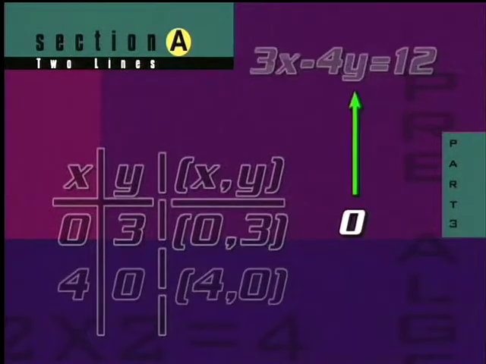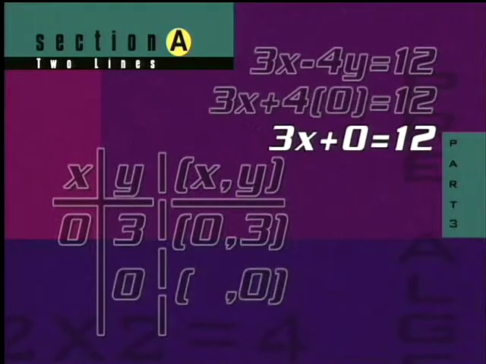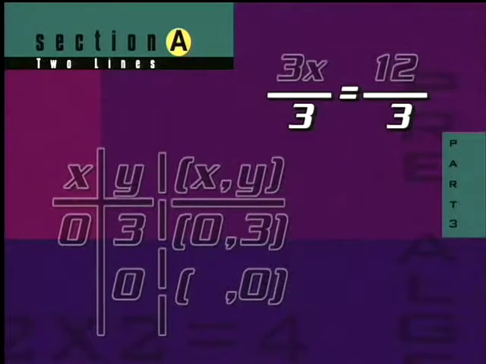Next, we substitute 0 for y and solve for x. Doing this, we get 3x plus 4 times 0 equals 12, which gives us 3x plus 0 equals 12, or simply 3x equals 12. We then divide each side by 3 and end up with x equals 4. So our second set of coordinates is 4, 0. Now we've got 2 points.